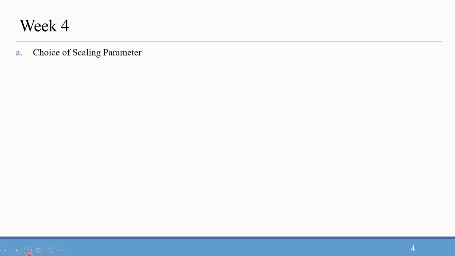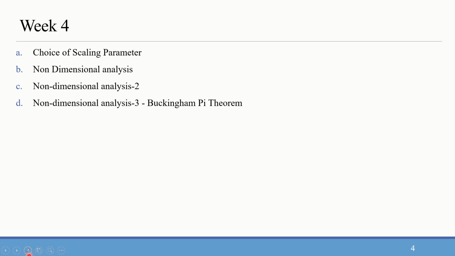Now, week 4, we will be seeing what we have seen in the course. In week 4, the course covered choice of scaling parameter, non-dimensional analysis 2, non-dimensional analysis 3, and Buckingham pi theorem. These are the 4 videos which you would have seen in the course.